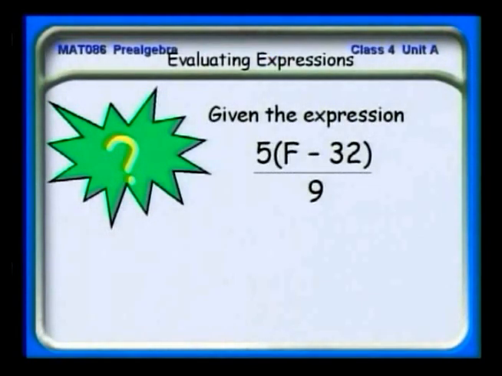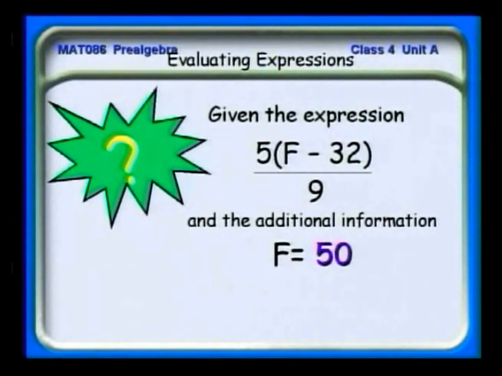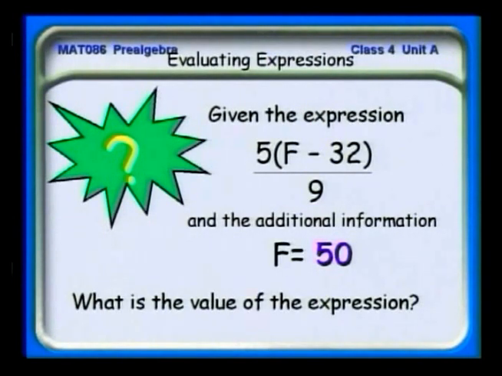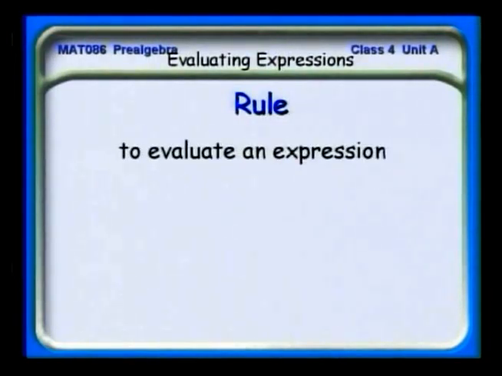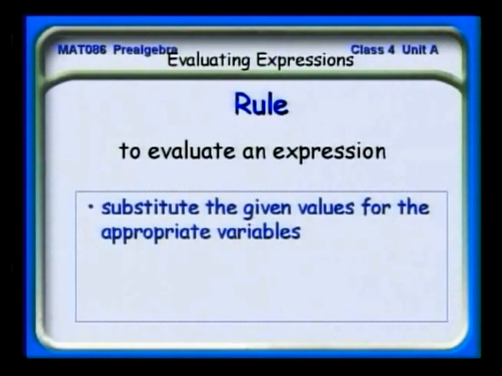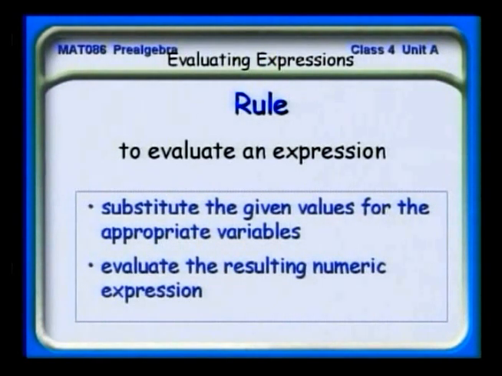As we said, if you're given an expression, it can be evaluated if you're given some additional information. In other words, I could take 5 times the quantity f minus 32 divided by 9 and determine what that ultimately is equal to if someone were to tell me what f is. So how can I go from here to find the value of the expression? Let's look at a rule. To evaluate an expression, we substitute the given value for the appropriate variable and then do the math.